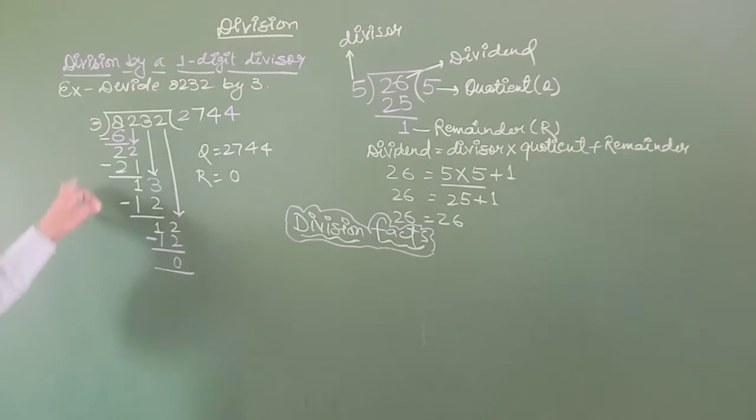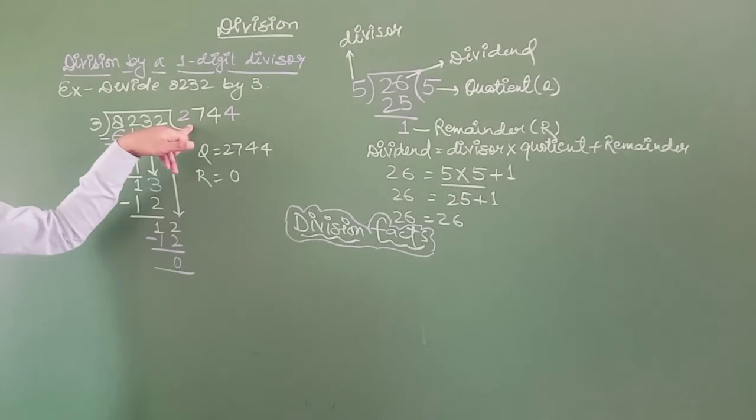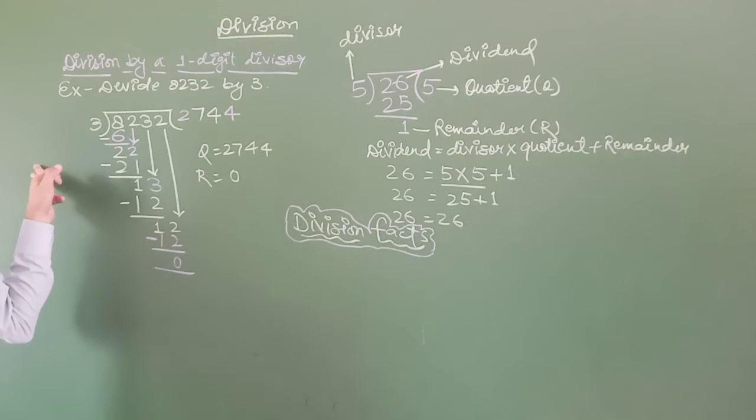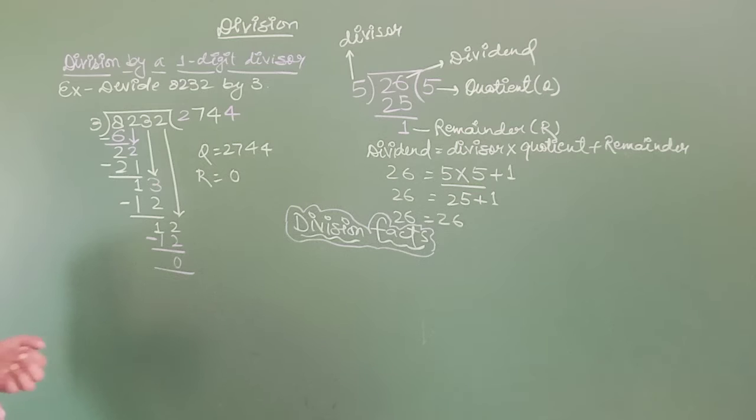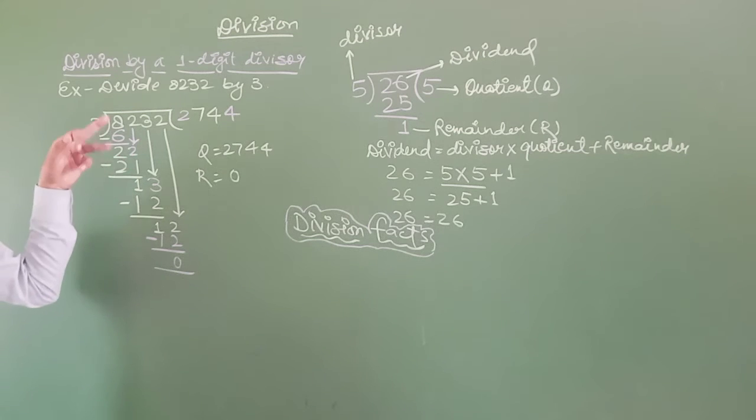Listen carefully, one example. Take 8 from the thousands place of the dividend and divide by 3. From the table of 3, 3 multiply 2 is equal to 6 and 3 multiply 3 is equal to 9. 9 is greater than 8 but 6 is less than 8. So take 3 multiply 2 is equal to 6. Write 2 in the thousands place of the quotient, and 8 minus 6 is equal to 2. Write 2 as the difference.